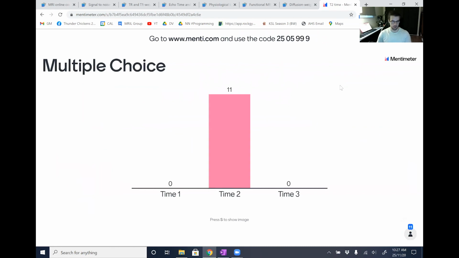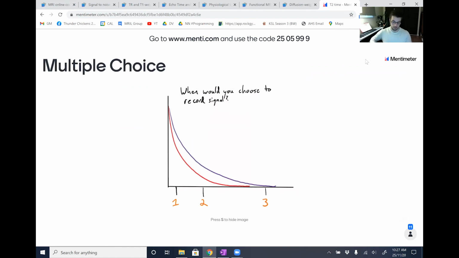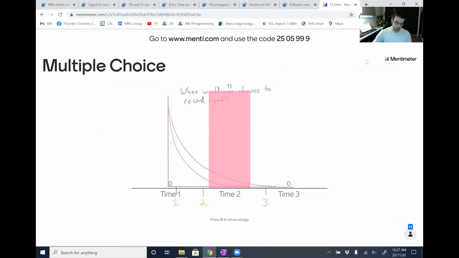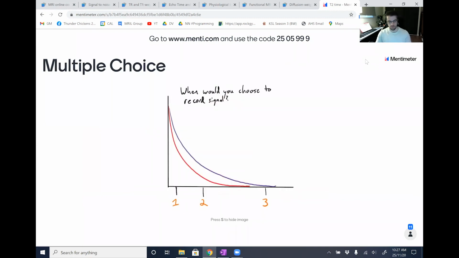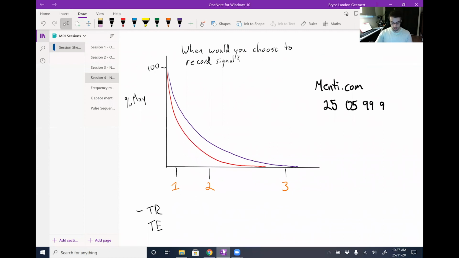All right, we're apparently already on the results page, which is fine by me. So the question: when of the time points 1, 2, or 3 would you record signal? You guys are killing it. Clearly a sign that I can go faster. Sorry if I'm boring anyone. But that's completely right. In these 3 options that I gave you, we will want to record at time point 2. Let me jump back into OneNote so that we can briefly talk about why.